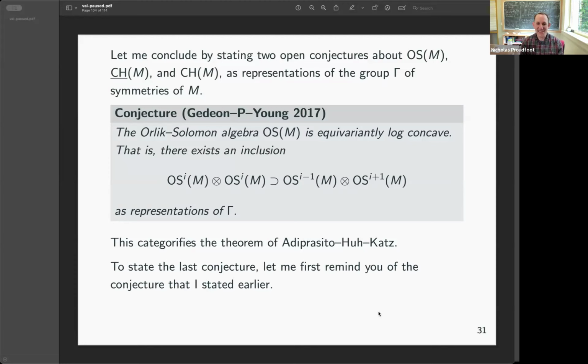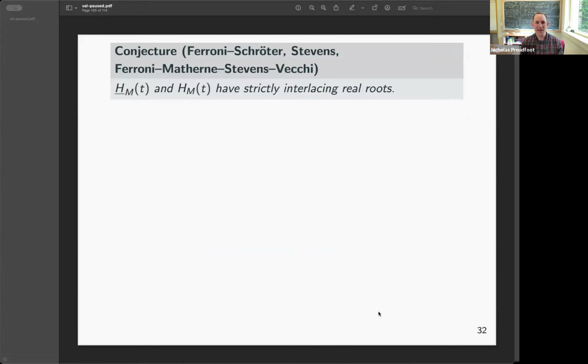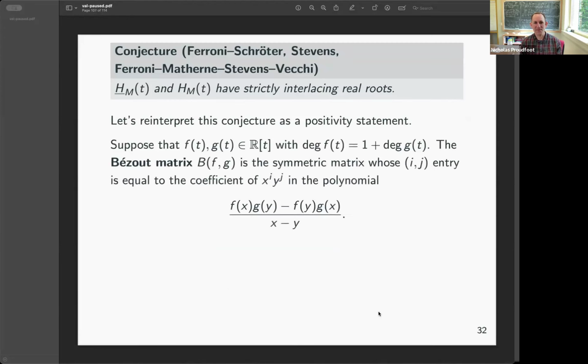The last conjecture, well, let me remind you of the non-categorical version. We have this conjecture that the Chow polynomial and the augmented Chow polynomial have strictly interlacing real roots. I want to reformulate this as a conjecture about something being positive.